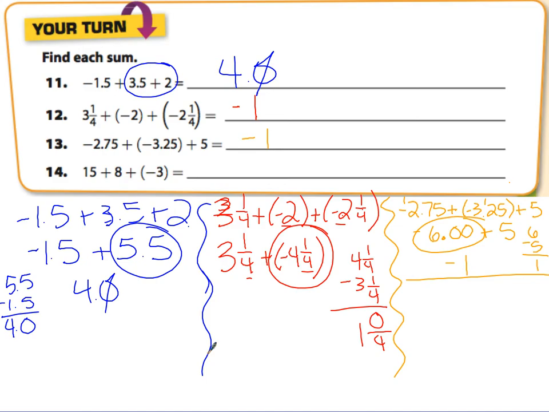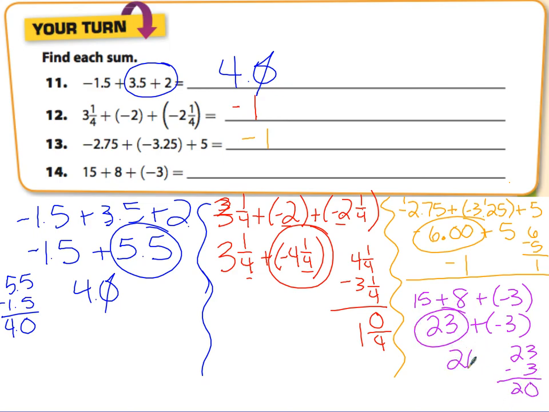All right, and then 15 plus 8 plus a negative 3. It's a good thing I only have one left because I'm running out of space. 15 plus 8 plus negative 3. I'm going to add my positives first, so I get 23 plus a negative 3. I know that adding different signs means that I subtract. So I get 20. 23 was further away from 0, so my answer is positive 20.